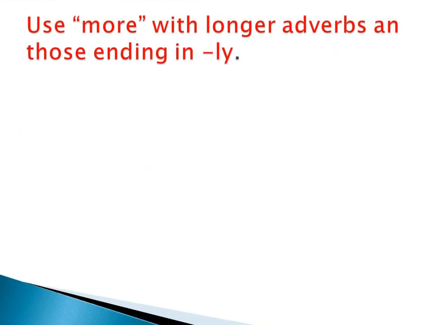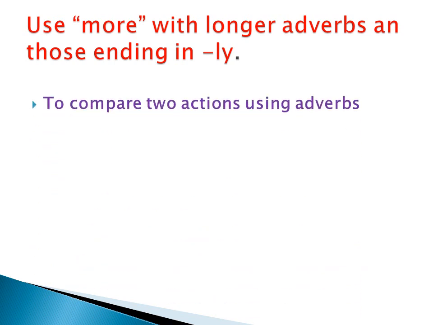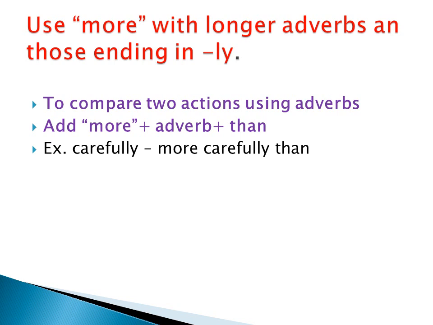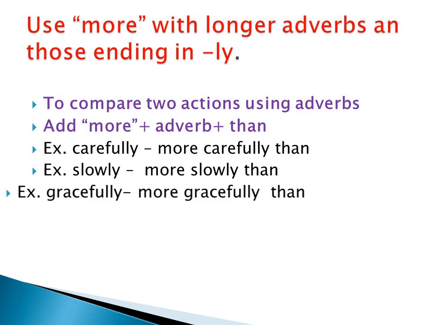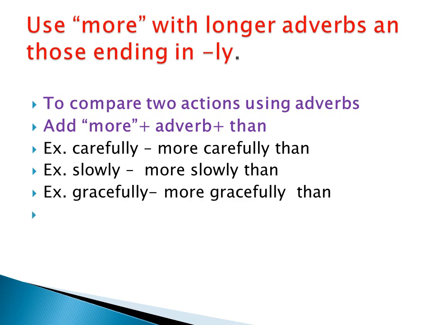What if the adverb is of a longer form? The word is longer, it has more syllables, or it has an ly at the end. How do we compare this? To compare two actions, we add more, then the adverb, and then than. We add more, adverb, than. More slowly than, more beautifully than, more quietly than, more quickly than, more carefully than, more gracefully than.